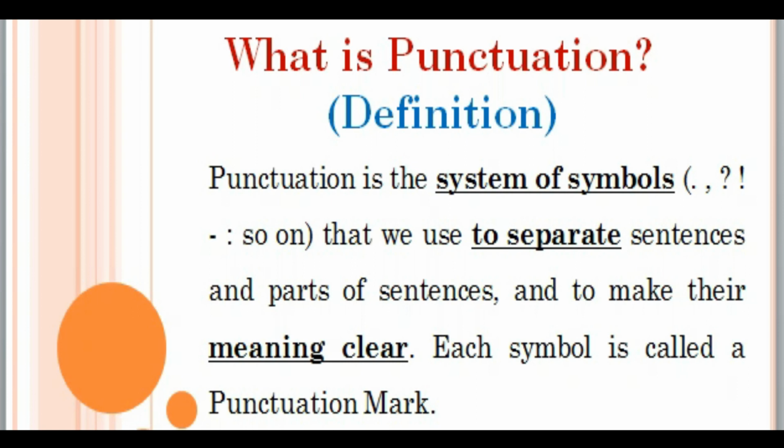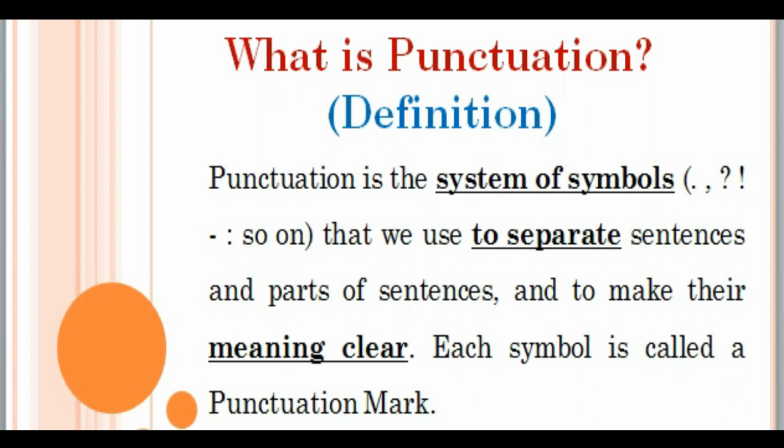Definition of punctuation. Punctuation is the system of symbols like comma, full stop, question mark, exclamation mark, dash, colon, and so on that we use to separate sentences and parts of sentences and to make their meaning clear. Each symbol is called a punctuation mark. If we carefully look at this definition, we will have 3 points to consider. Number one, system of symbols. Yes, punctuation is based on symbols.